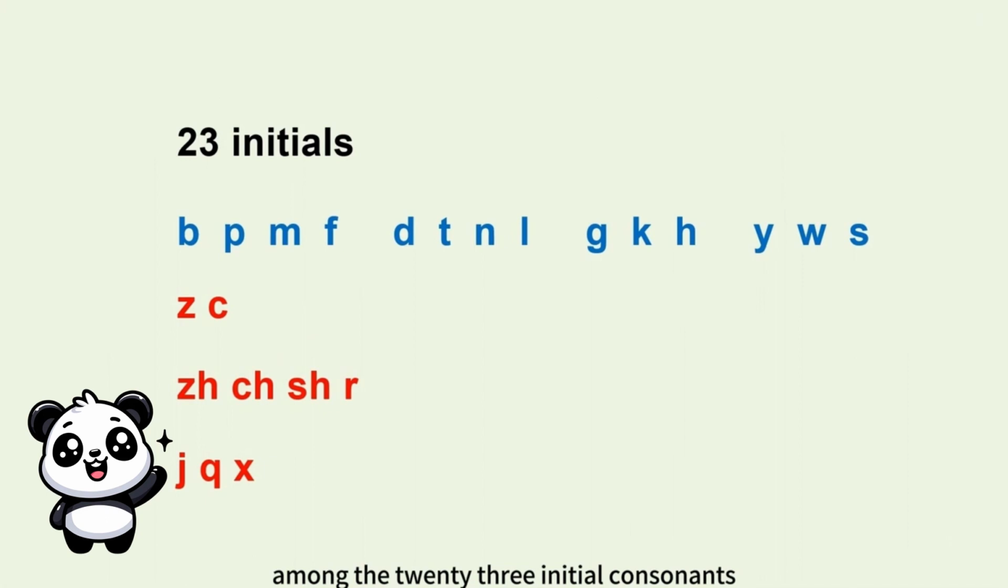Among the 23 initial consonants, the pronunciations of the ones in blue colors here, b, p, m, f, d, t, n, l, g, k, h, j, u, s, are the same or very similar to those in English words, while the ones in red are different from English consonants.